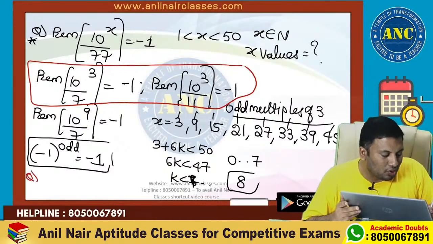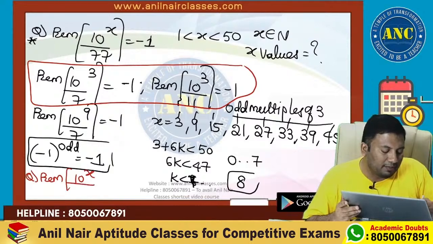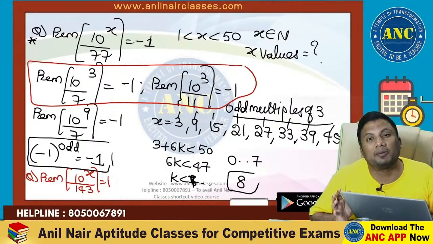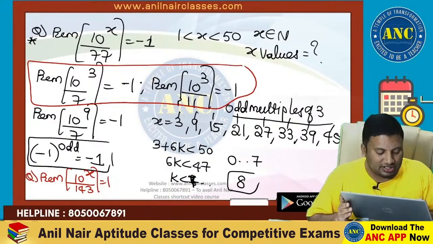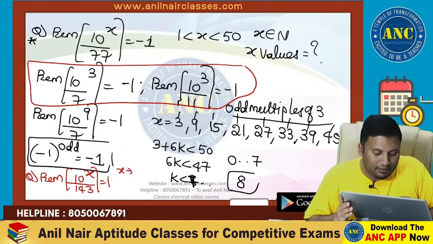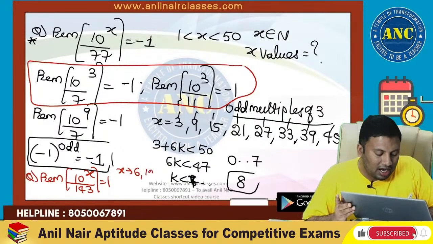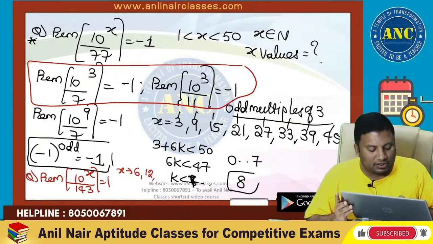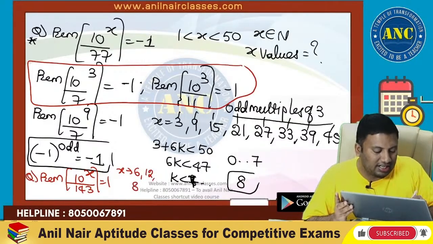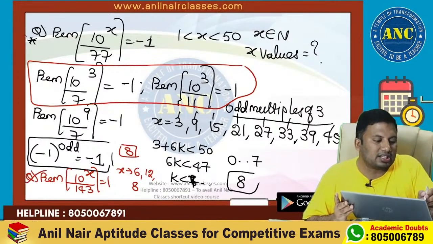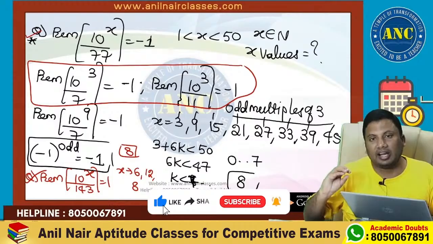Suppose the same question is asked as 10 power x divided by 143, and the remainder is 1. So which power of 10 when divided by 11 will give 1? 6. So the answer is any natural number multiple of 6: 6 ones are 6, 6 twos are 12, 6 eights are 48. The answer will be 8. The question can be asked like this, or like this.